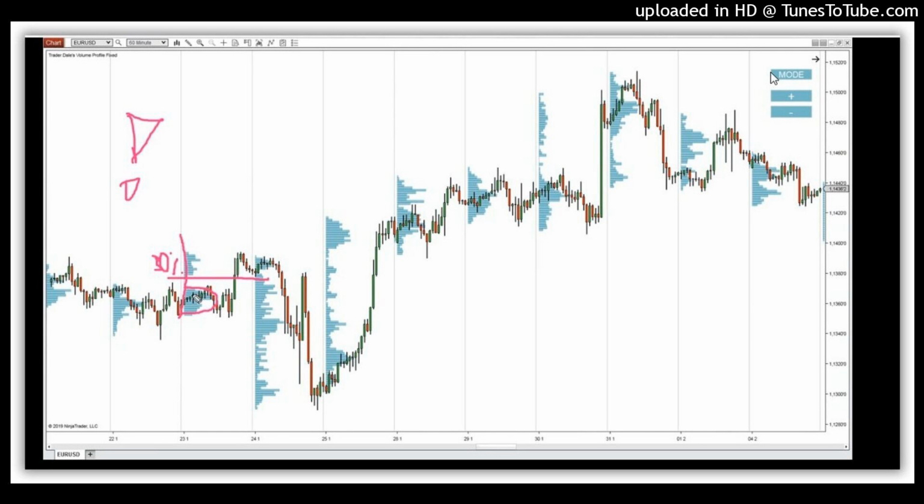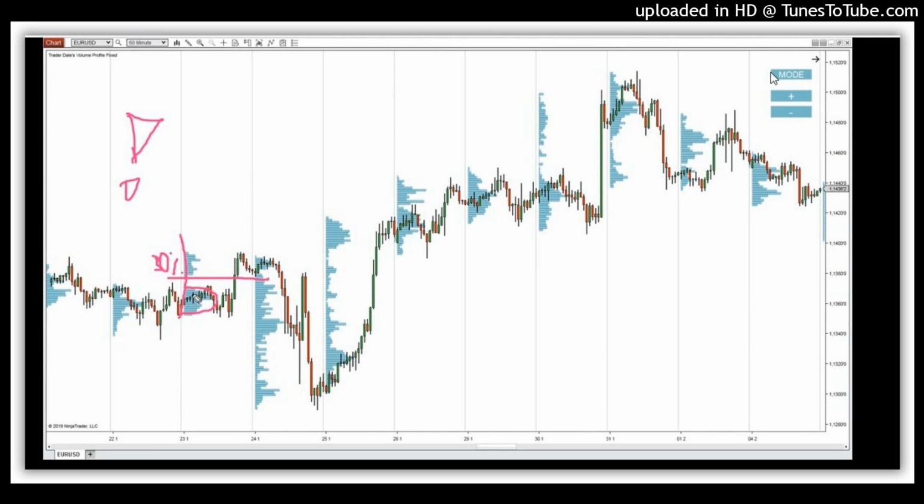And by the way, this is not a P-shaped profile. This is not a sign of strong buyers. The reason is that the price is closing in here below 50% of this whole area. Alright, so this is not a sign of strong buyers.